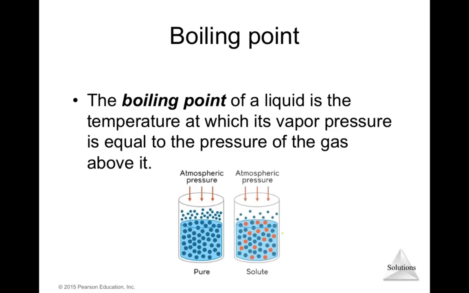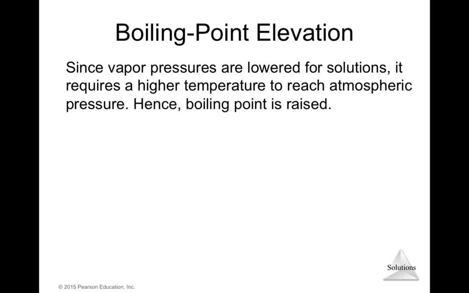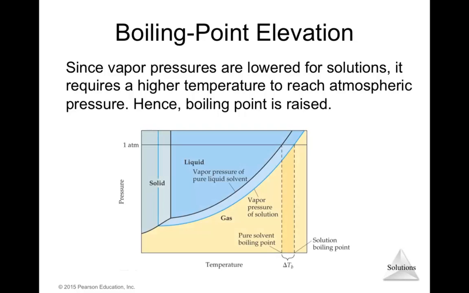So in the case when you add a solid, because you have more molecules interacting with the solid, you're going to have fewer of these molecules in the gas phase, so you need to add more heat. That's why the boiling point of a solution is usually higher than the boiling point of the pure solvent. We can see that in the next figure. So the boiling point elevation: since the vapor pressures are lowered for solutions, it requires a higher temperature to reach atmospheric pressure. Hence, the boiling point is raised.